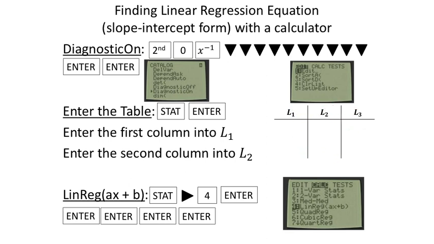It can show up to 3 lists, but you could go further to the right if you wanted more lists. We're going to enter the first column into L1. That's our first list, or list 1. That is for our x values.